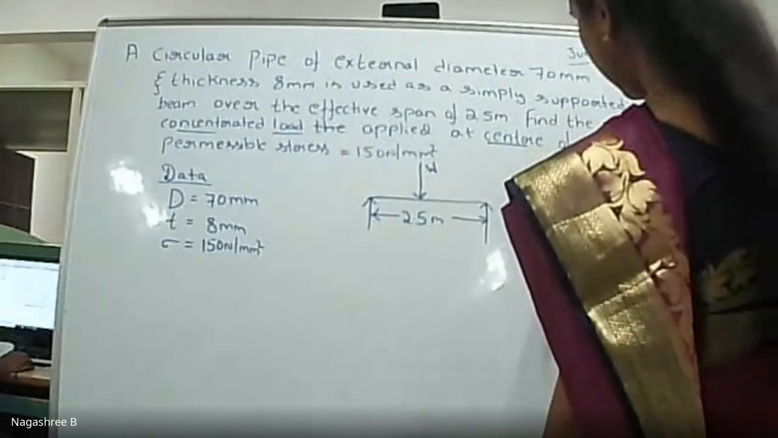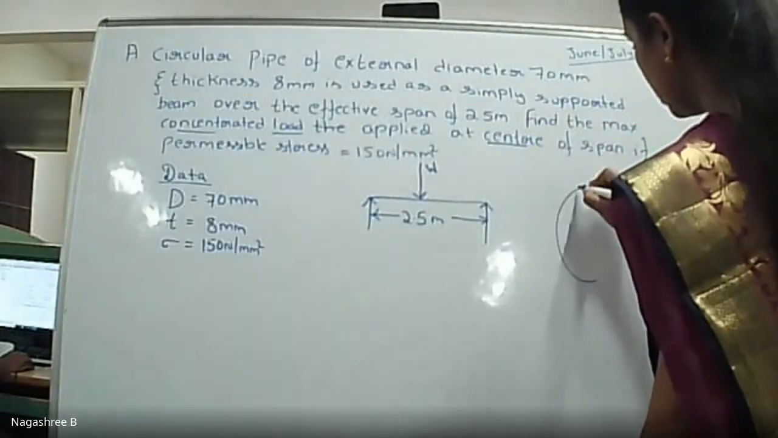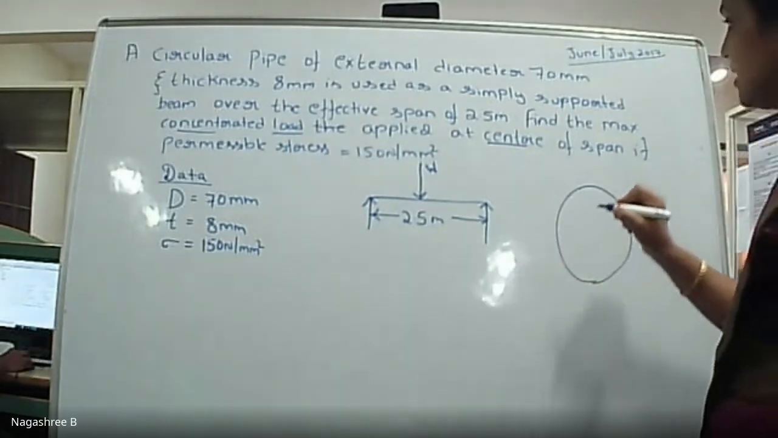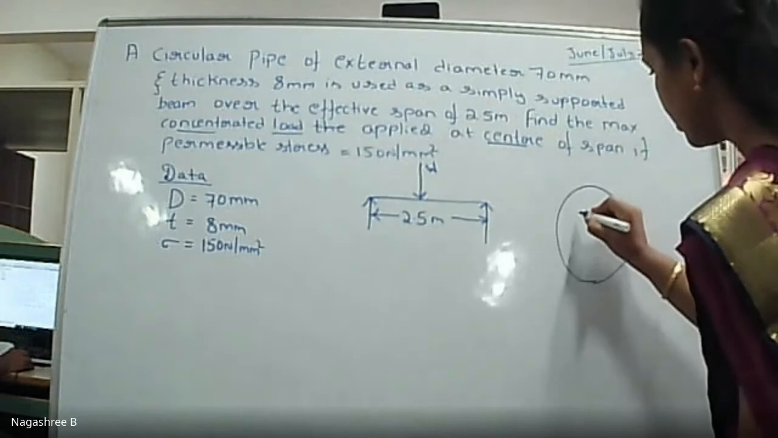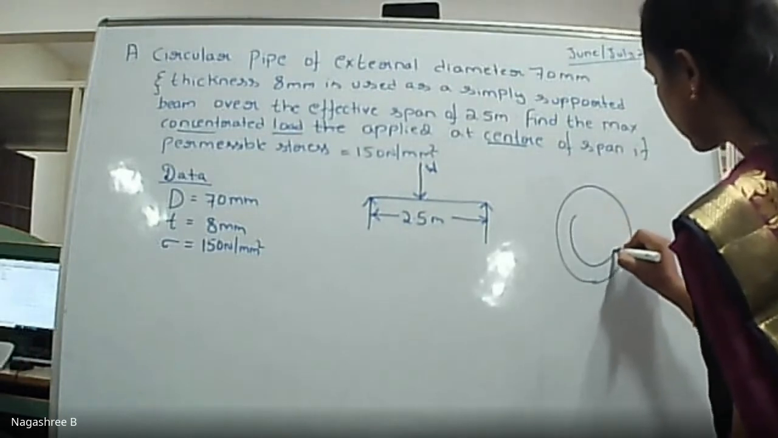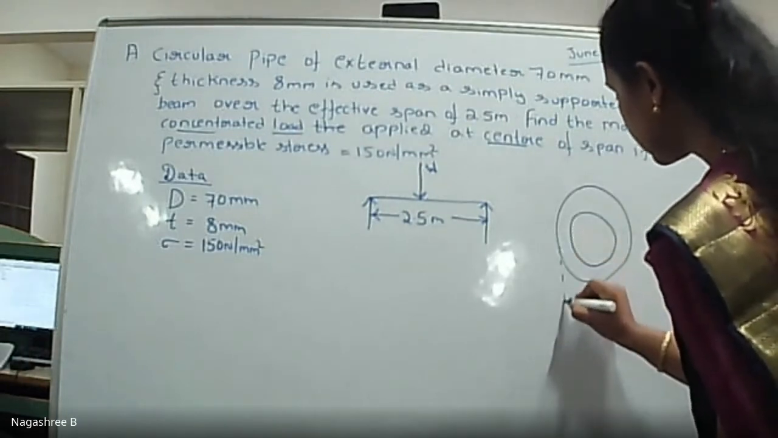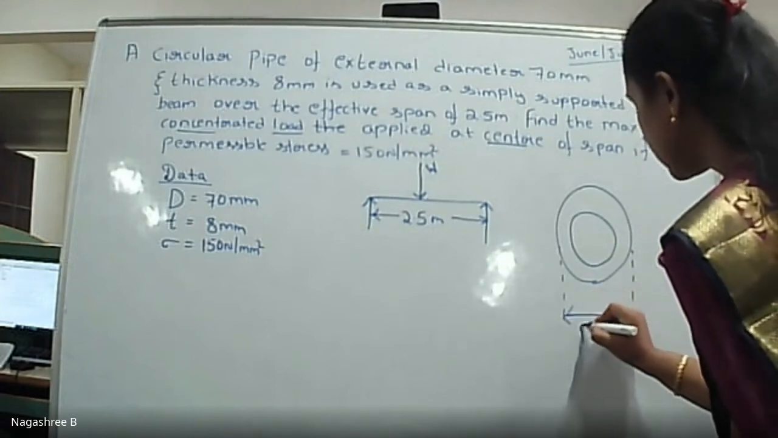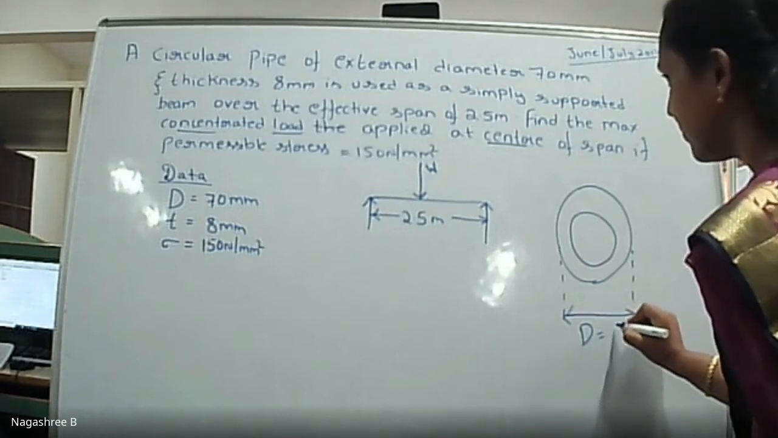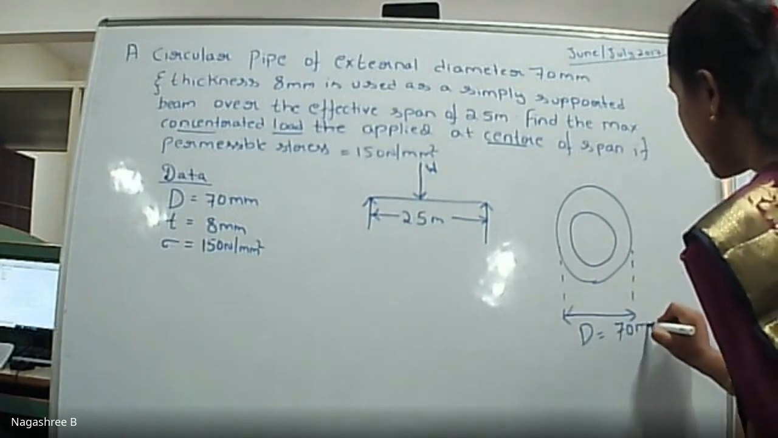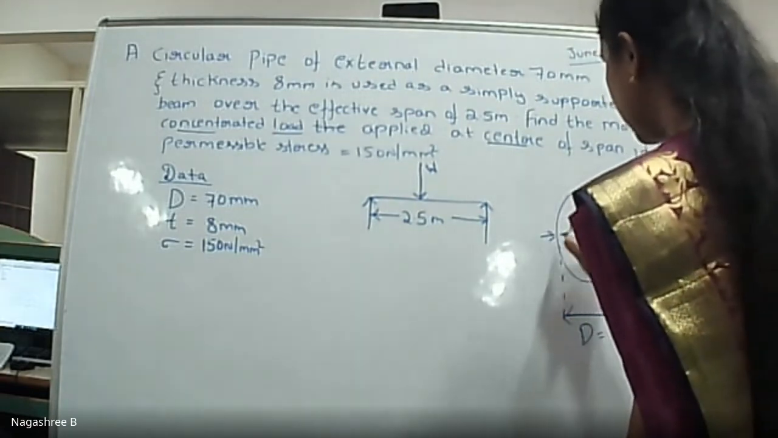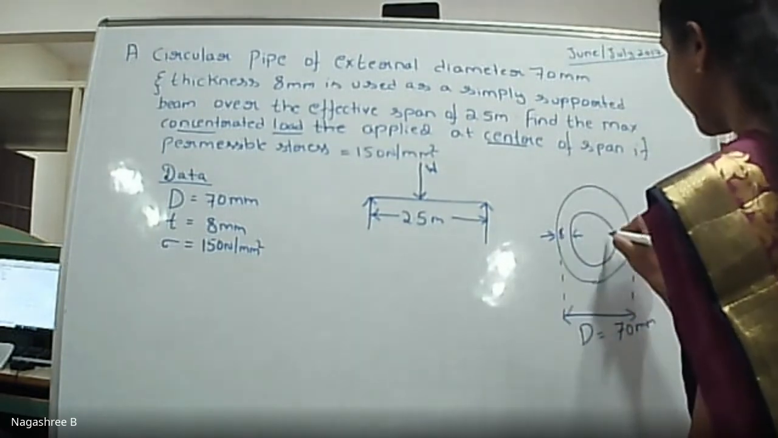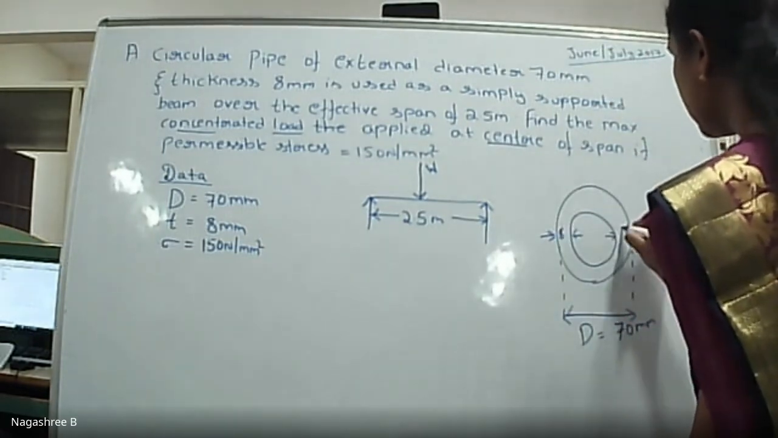First of all, it is a hollow circular cross section. How can we say that? Because the external diameter has been given. From here to here it is the external diameter. If I mention the external diameter as capital D, it is equal to 70 mm. They have also given the thickness as 8 mm, on both sides the thickness is 8 mm.